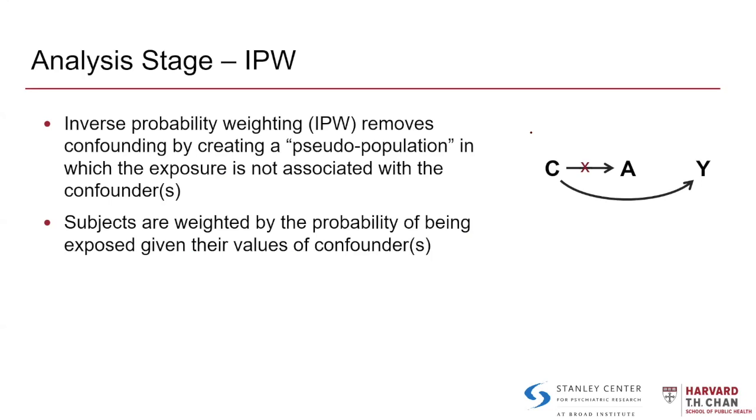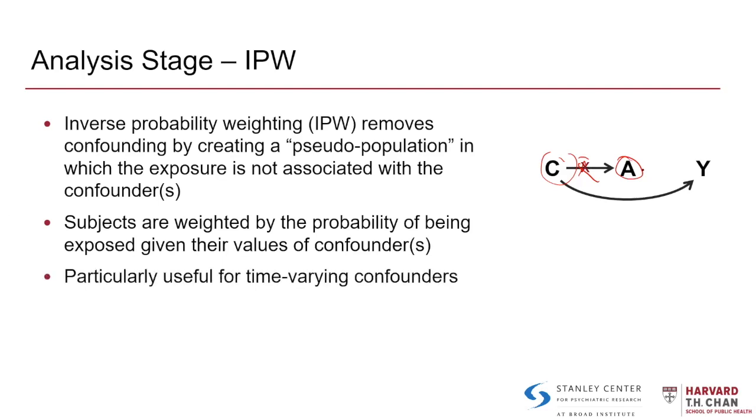Another tool that we use in the analysis stage is inverse probability weighting. Inverse probability weighting removes confounding by creating an artificial or pseudo population in which the exposure is not associated with the confounder. So we are essentially trying to balance the distribution where the confounder is not associated with the exposure. Subjects are weighted by the probability of being exposed given their values of confounders. We're doing nothing but trying to balance the distribution of the potential confounder.